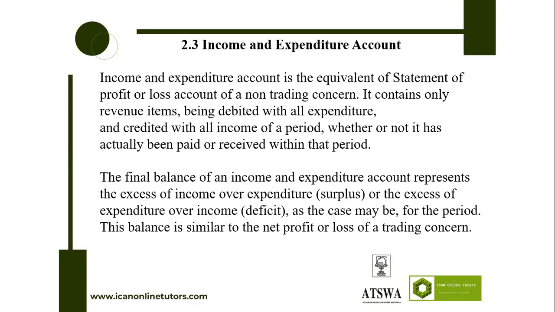The other one records only what brings about movement of cash. But in the income and expenditure accounts, we have provision for bad debts and all of those entries, which do not bring about movement of cash. So that's the difference between income and expenditure accounts and the receipts and payments account. The final balance of an income and expenditure account represents the excess of income over expenditure, that's surplus, or deficit, which is the excess of expenditure over income, as the case may be for the period. So this balance is similar to the net profit or loss of a trading concern.